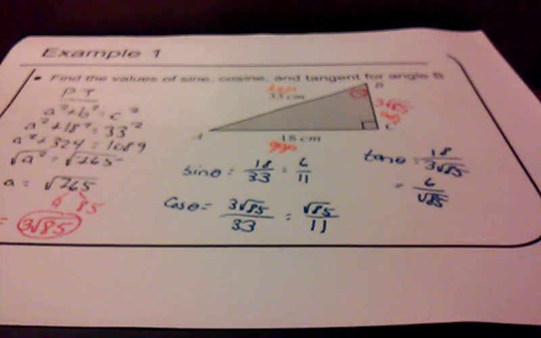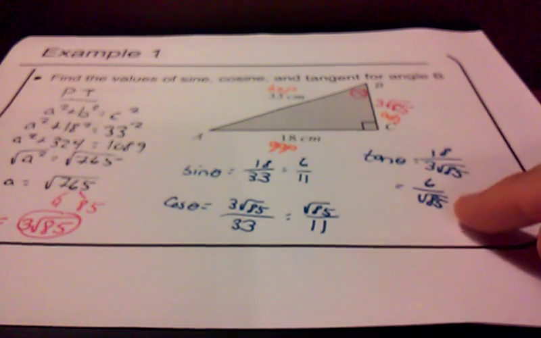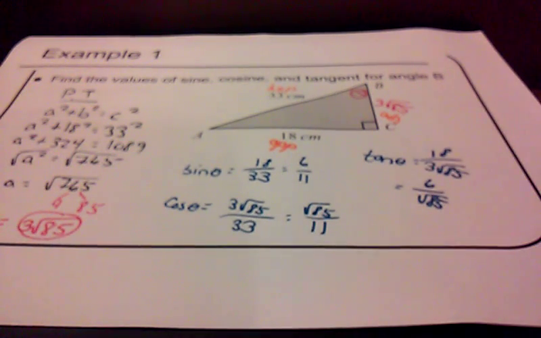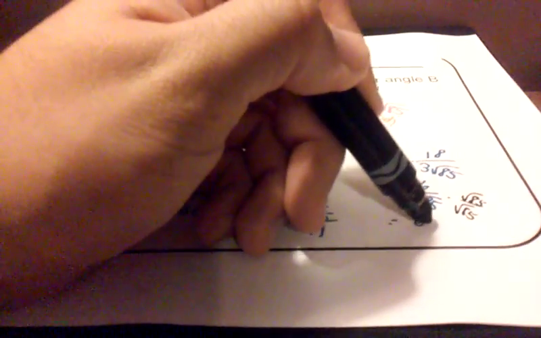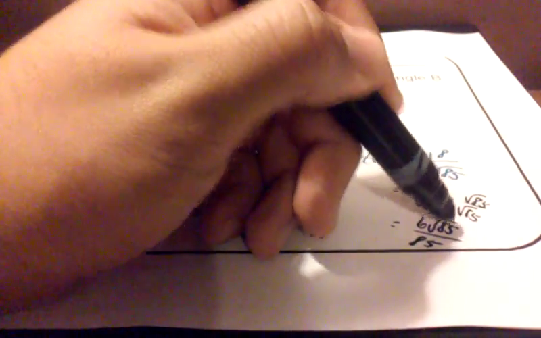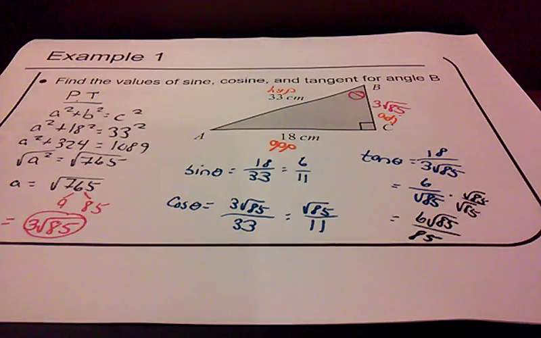Now, one thing that you probably learned in last year's math is you never want to leave a radical in the denominator. So to get rid of that radical in the denominator, you would multiply top and bottom by that radical. So in other words, it would be times root 85 in the bottom and then times root 85 in the top. And so basically you'd end up getting 6 root 85 over 85. And so that would be the value for tangent. So those would be my 3 trig values.